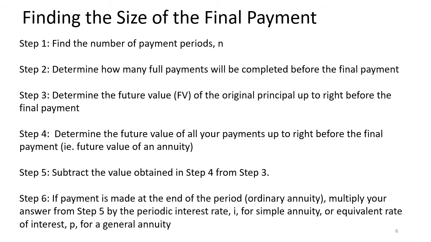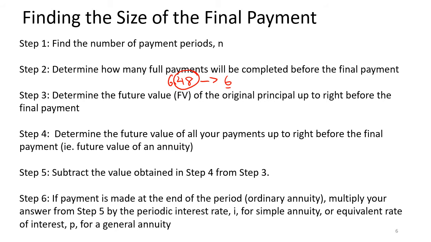The first step, like I said in the previous slide, is to find the number of payment periods n. Whether it's a general annuity or a simple annuity, you just use one of those 2 formulas. The second step is to determine how many full payments will be completed before the final payment. If you have a fraction of a payment, let's say 6.48, that means you're going to make 6 full payments and then a fraction of a payment, which would be this 0.48.